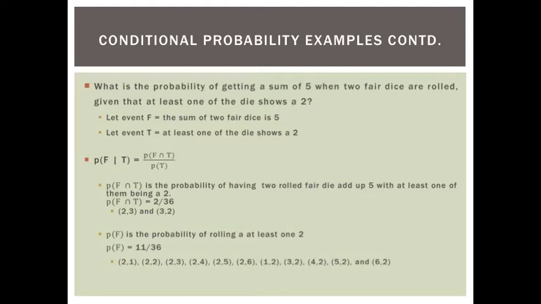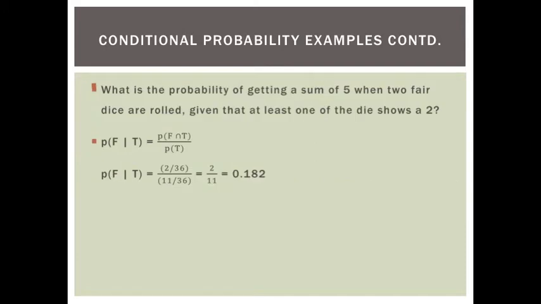As you'll see, plugging that back into the conditional probability equation, the intersection of both events gives us the probability of having 2 rolled fair dice add up to 5 with at least one of them being a 2. The intersection of both events is going to be 2 over 36, that being the 2 points (2, 3) and (3, 2). The P of T is the probability of rolling at least one 2, which is 11 over 36. And these are all the possible combinations below. As you can see, carrying out the equation, we end up with 0.182.